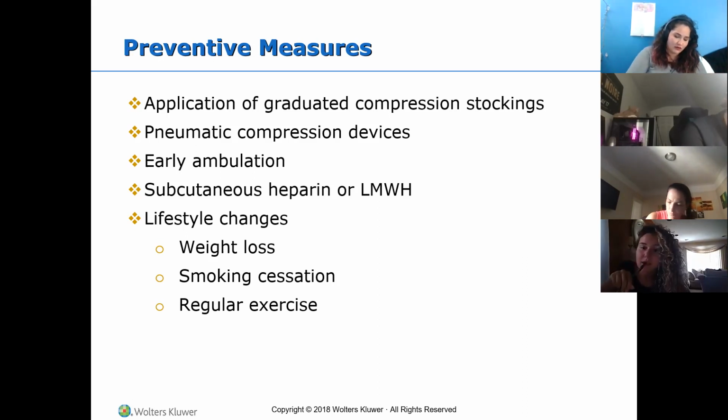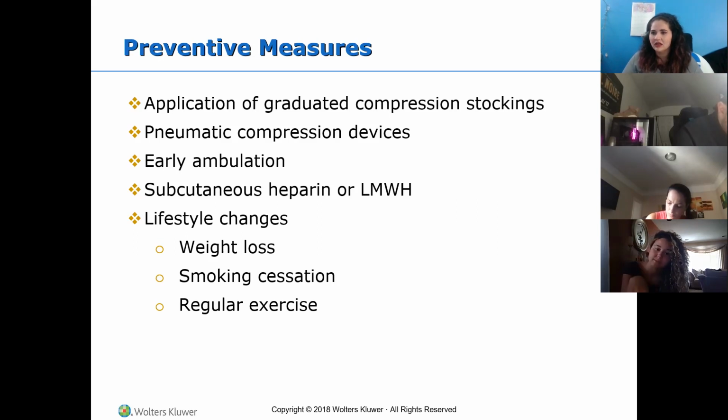So do they put it on like a blood pressure cuff? It's similar, but they stay on. It is similar to a blood pressure cuff. It does inflate like one. Probably not as tight, though.